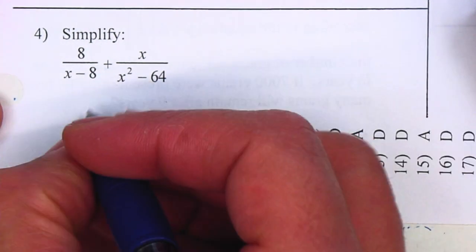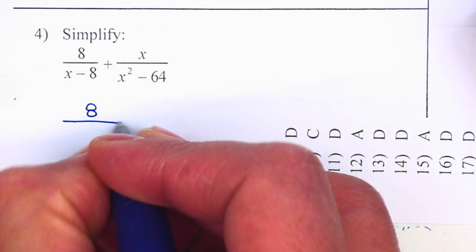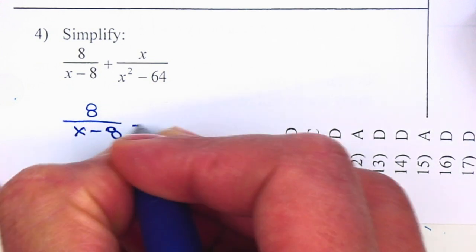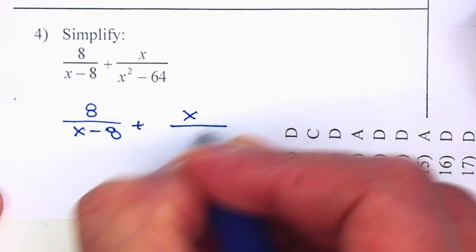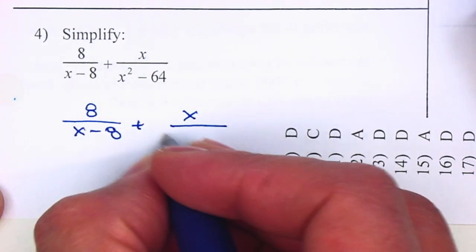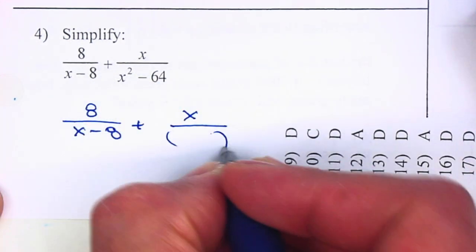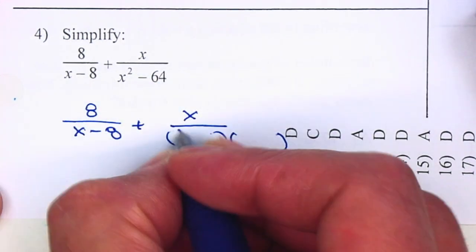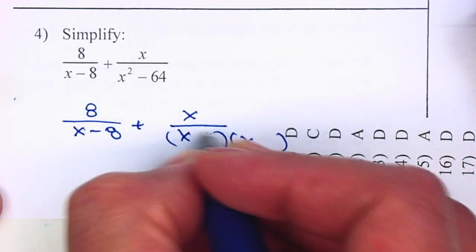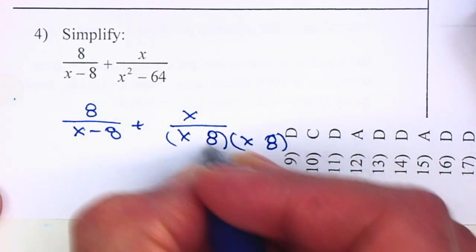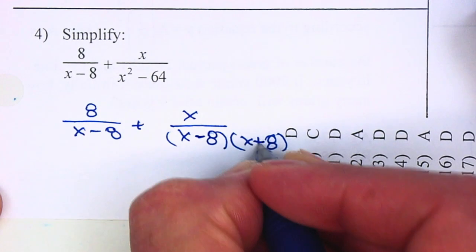So I'm going to factor the denominator. Let me bring this down. 8 over x minus 8 plus x over... I'm going to factor this out. Nothing to factor out. I'm just going to do my double parentheses. Factors of x squared will be x and x. Factors of 64 will be 8 and 8. 1 negative, 1 positive.